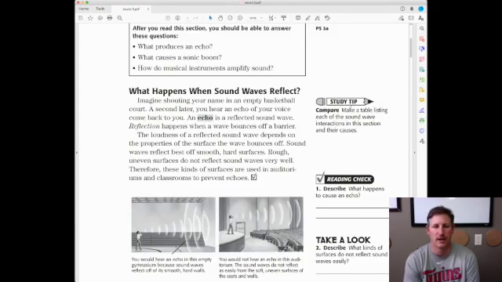It's reflected, it's coming back just like a light wave, but it's a little bit different because remember, sound waves are longitudinal waves and light waves are transverse waves. But the reflection happens when the wave bounces off a barrier. The loudness of a reflected sound wave depends on the properties of the surface the wave bounces off of. Sound waves reflect best off smooth, hard surfaces.